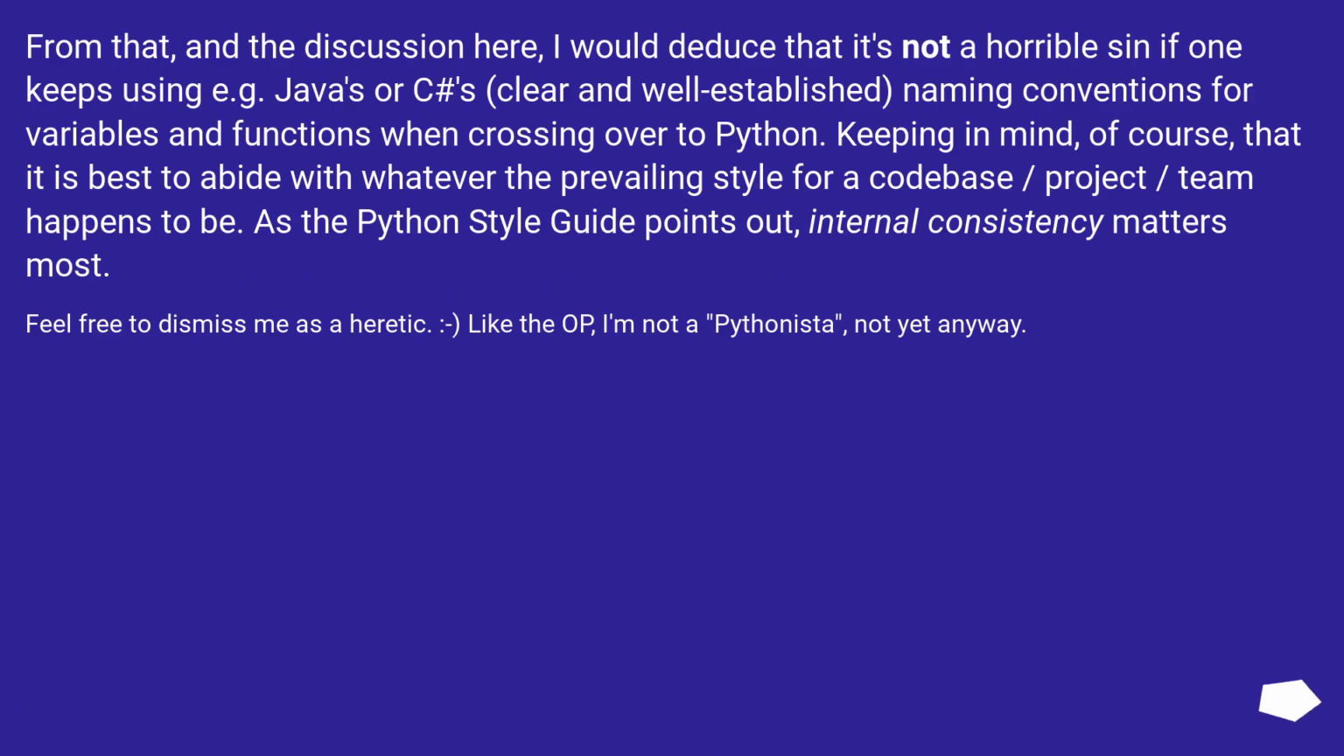From that, and the discussion here, I would deduce that it's not a horrible sin if one keeps using, for example, Java's or C#'s clear and well-established naming conventions for variables and functions when crossing over to Python. Keeping in mind, of course, that it is best to abide with whatever the prevailing style for a code base, project, team happens to be. As the Python style guide points out, internal consistency matters most.